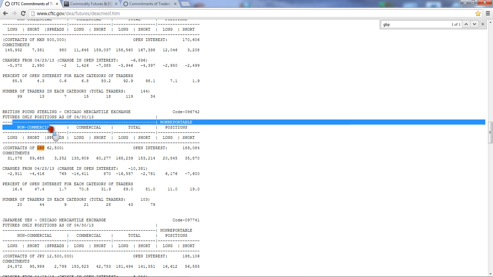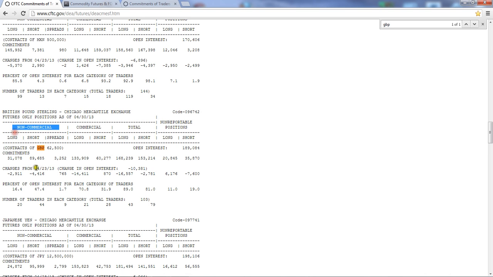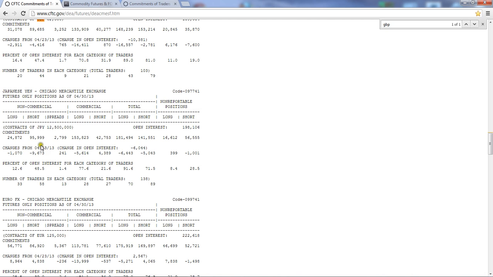Non-commercial, like I said, are speculators. As you can see, there are 31,000 positions long and 89,000 short for non-commercial. Commercial is the opposite. You have over 130,000 contracts long and 60,000 short. And there's a ton of open interest, which is basically contracts that have not been fulfilled yet. There's the yen as well, and you can see the same type of numbers.